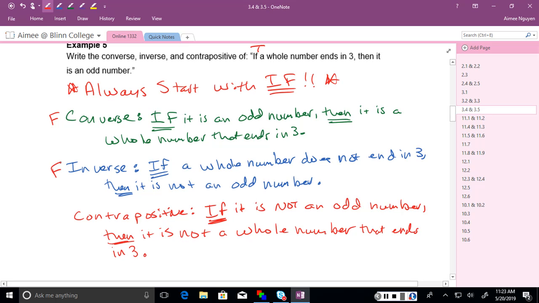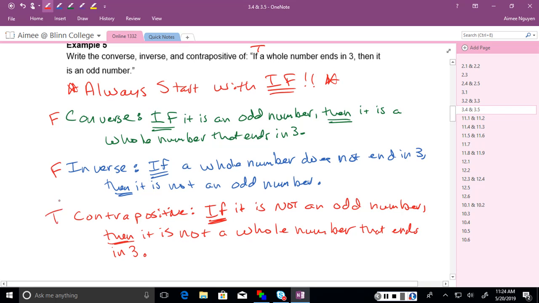So when I look at the contrapositive, it says if it's not an odd number, then it is not a whole number that ends in 3. So if I'm not odd, that would be an even number, right? So even numbers would be like 0, 2, 4, 6, 8, 10, 12, 14, 16, 18, 20, right? So do any of those numbers end in 3? No, right? So this is actually a true statement. If it's not an odd number, then it's not a whole number that ends in 3.